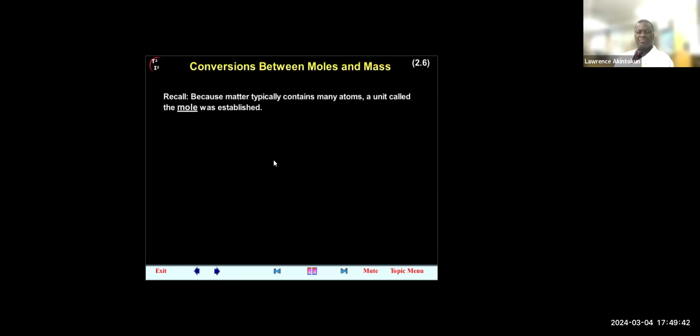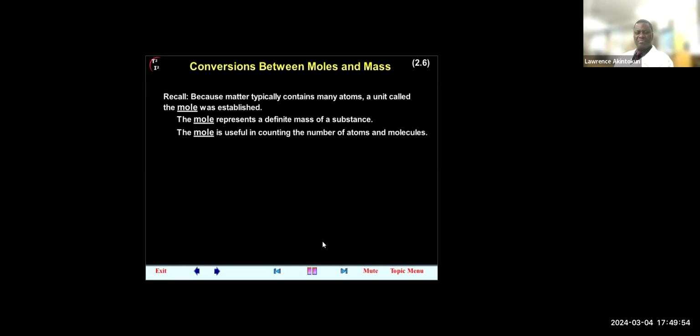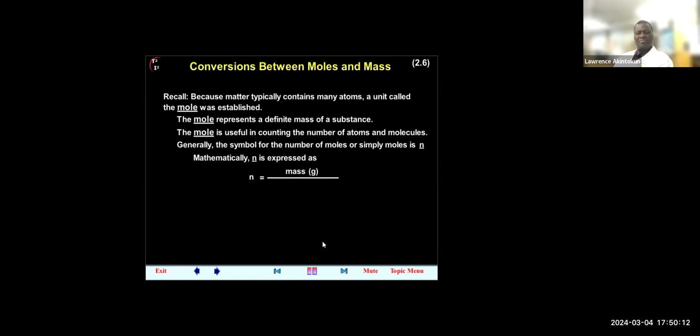Recall, because matter typically contains many atoms, a unit called the mole was established. The mole represents a definite mass of a substance. The mole is useful in counting the number of atoms and molecules. Generally, the symbol for the number of moles, or simply moles, is N. Mathematically, N is expressed as N equals mass divided by molar mass.